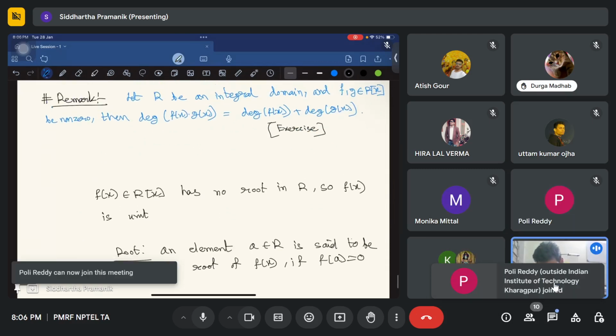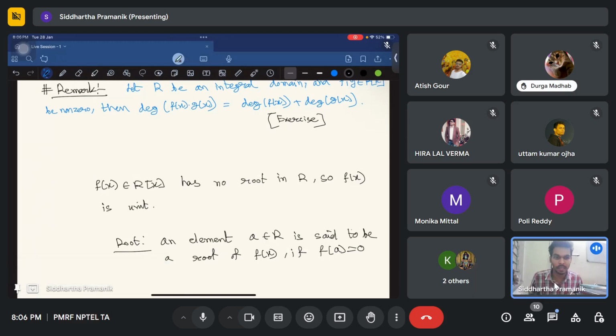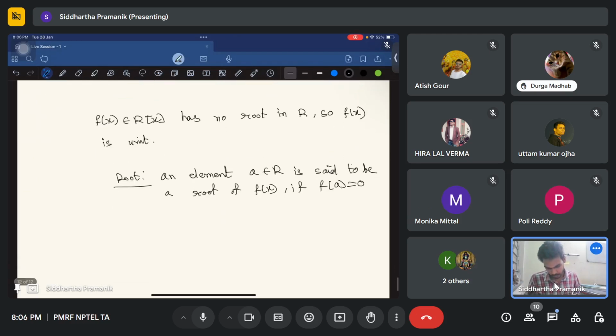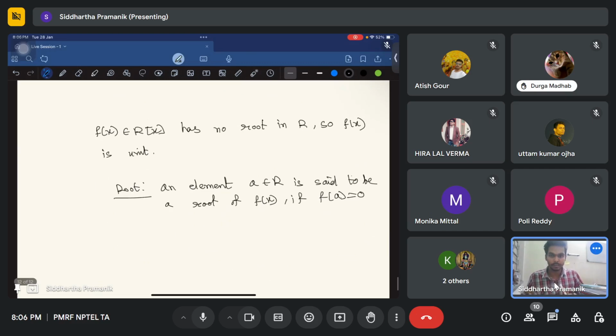Because this is an assignment question, I cannot say more than this. So you try to solve this. This is not difficult. You should do this.